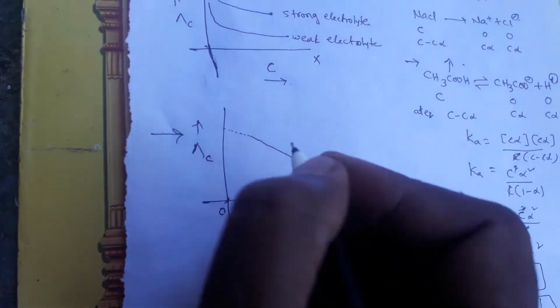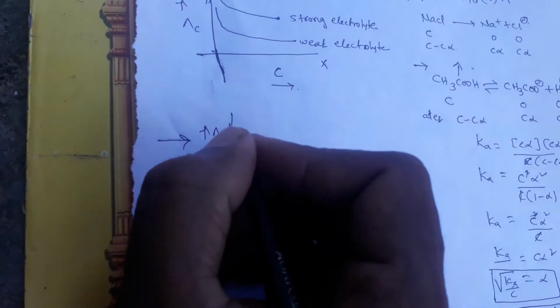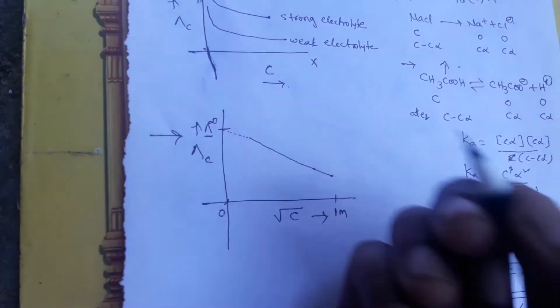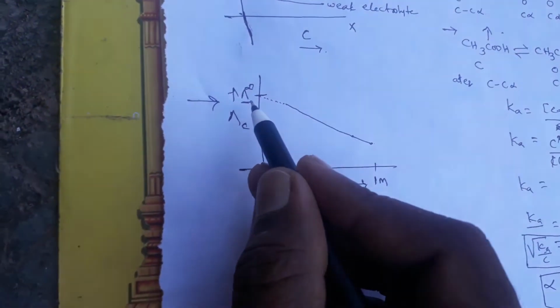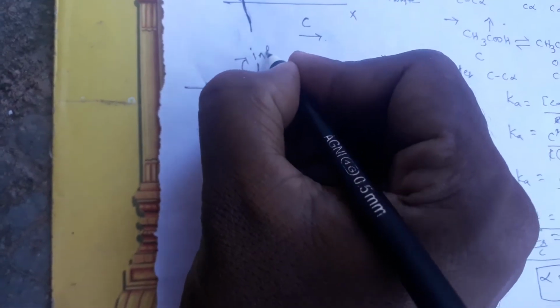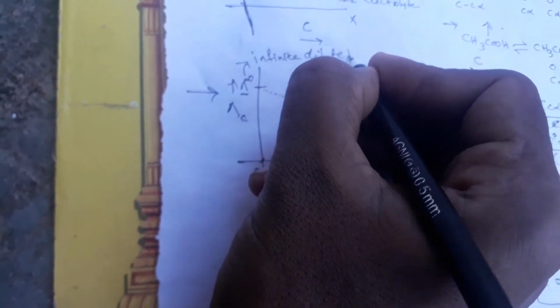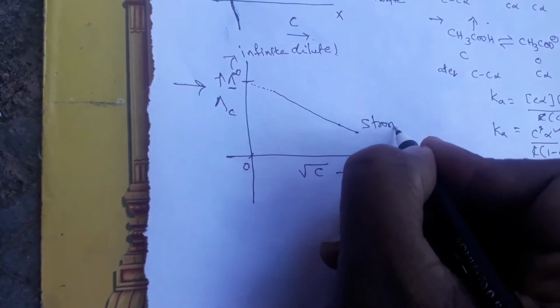But 100% dissociation we cannot say, but we can extrapolate this graph, and here we will get a value. This value will give the conductance at infinite dilution. Molar conductance or equivalent conductance at infinite dilution, so you can write it as infinite dilution. Beyond this we cannot conduct the solution. So this is for the strong electrolytes.